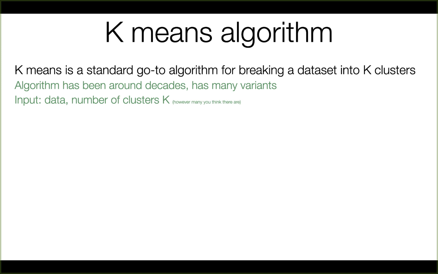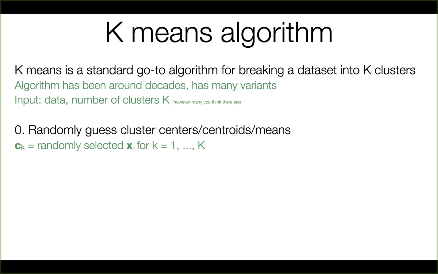The k-means algorithm is a standard go-to algorithm for breaking a dataset into k different clusters. The algorithm has been around at this point for decades, and it has many variants. In general, the input is the same. There's a dataset that you're inputting and some number of clusters k. You almost never know the number of clusters in advance, and that's one of the challenges of the problem. The great part about the k-means algorithm is it's very simple. It essentially consists of 3 steps.